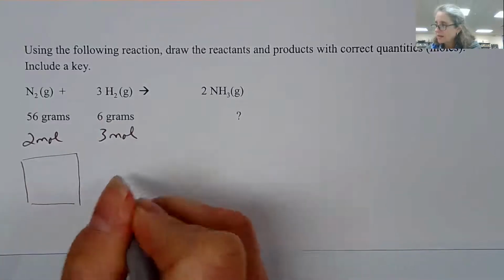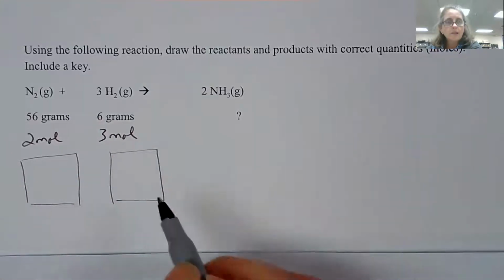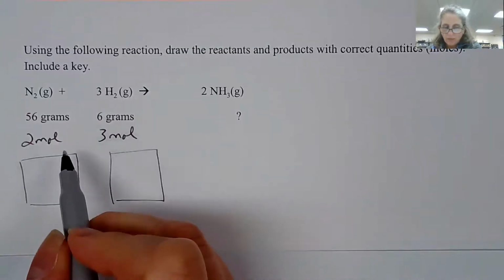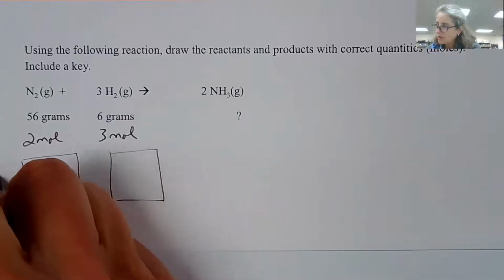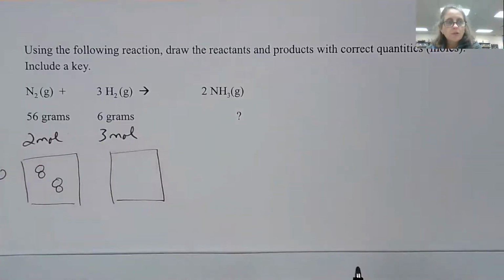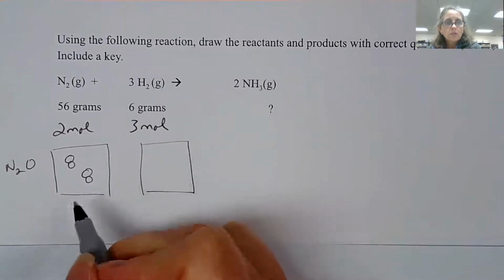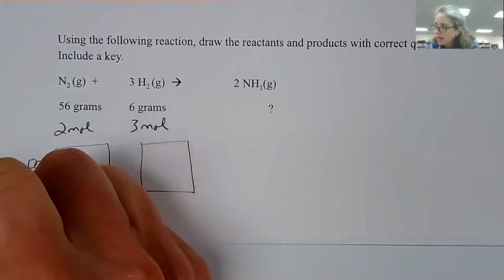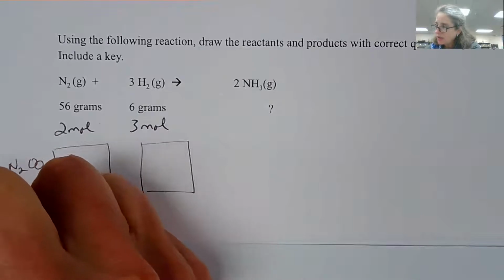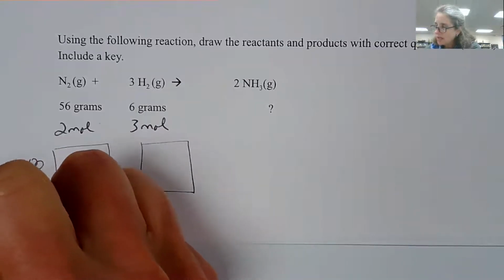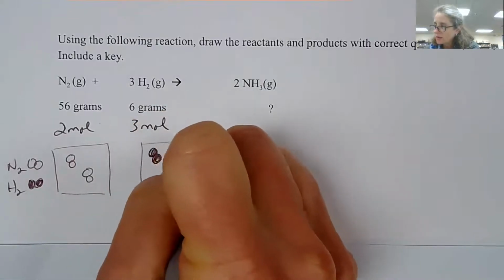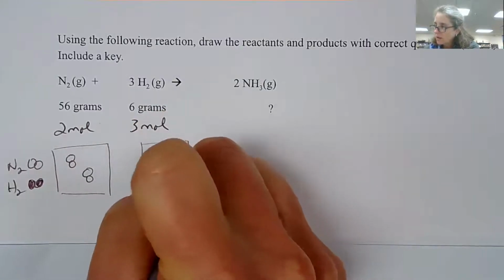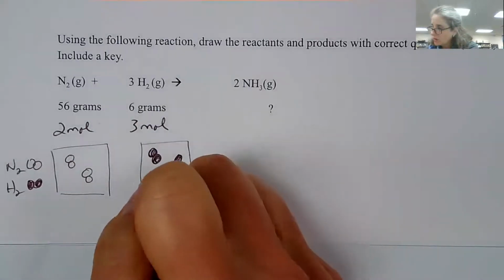So if I draw 2 boxes, one for the nitrogen and one for the hydrogen, I'm going to show 2 moles, so essentially 2 molecules of the nitrogen. So nitrogen is going to be the open circle. And then the hydrogen is going to be the shaded in circles. So I'm going to draw 3 moles of those. So again, these are both diatomics, so I want to have them touching when I'm doing the drawing.